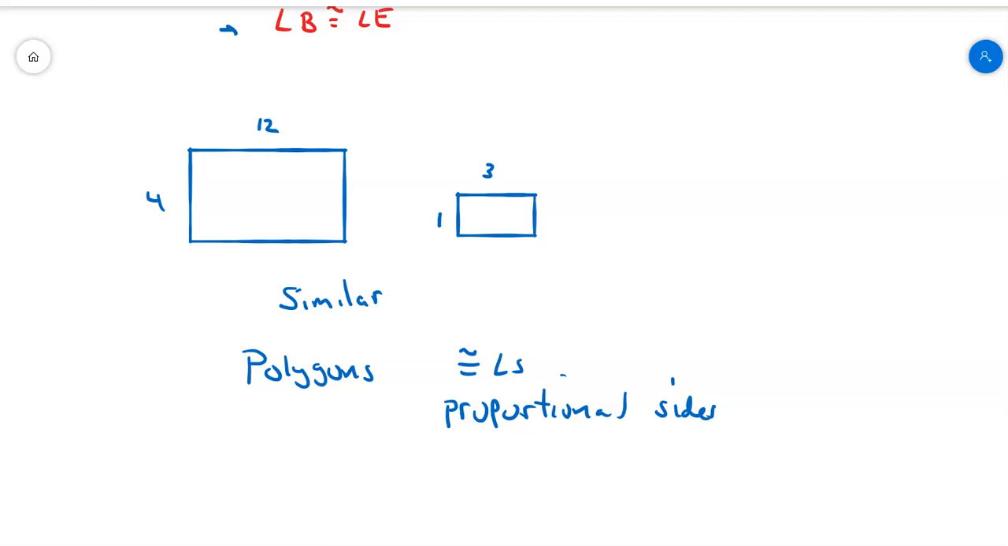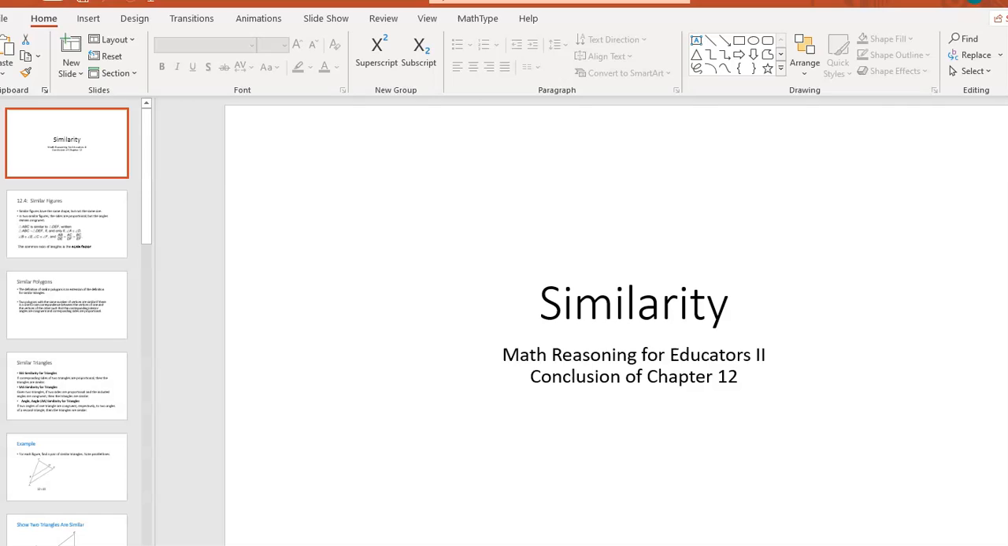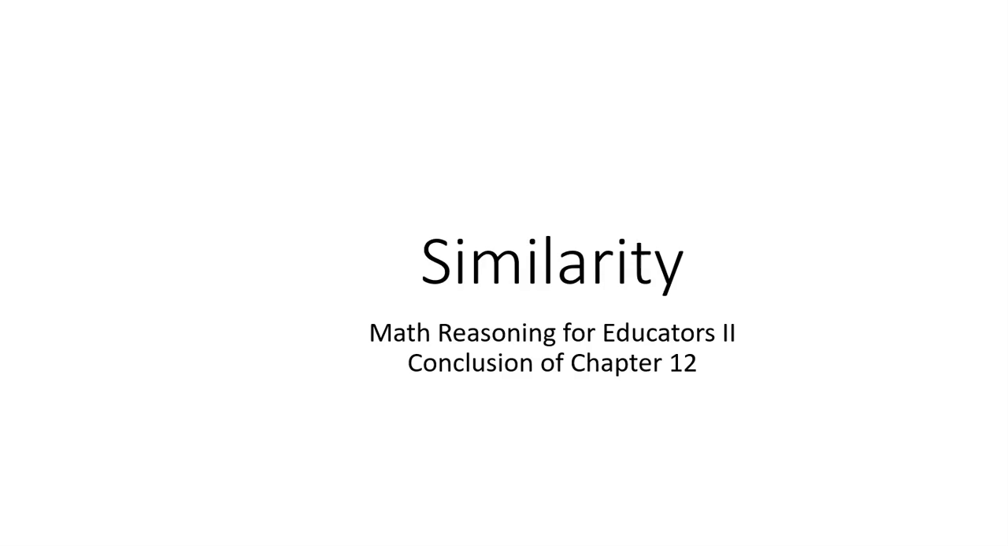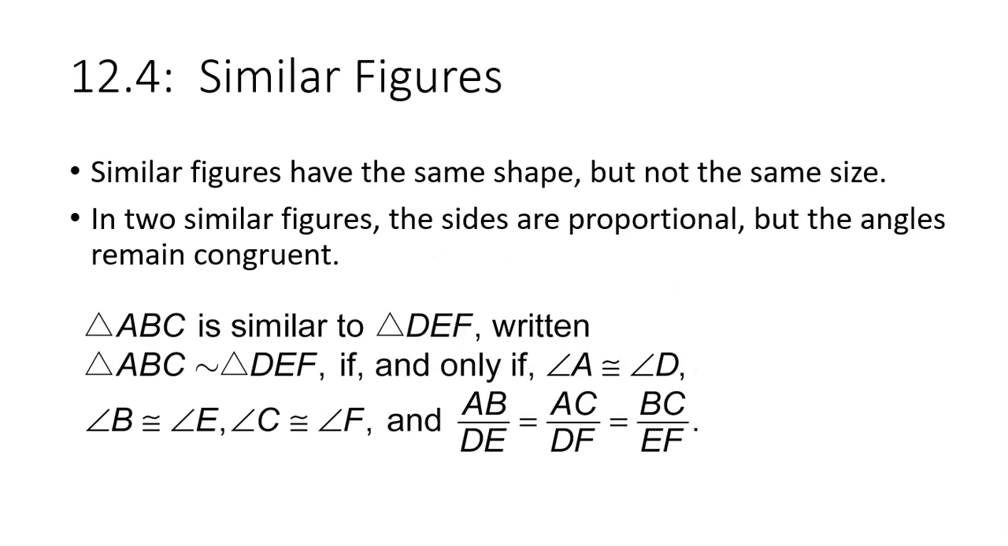All right, so let's take a look at the PowerPoint that I had put up there for similarity, and we can see there's some stuff that we've already done, drawing on my other board. So there's my similarity. Here's a definition of similar figures. Same shape, not necessarily the same size. Technically, if they're in a ratio of 1 to 1, similar and congruent are the same, but in general, sides are proportional, angles remain congruent.